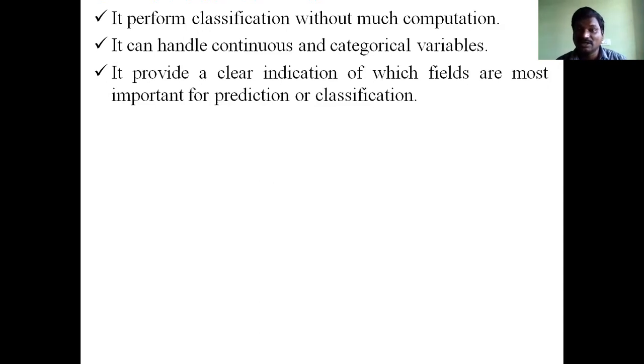Now we come to the categorical variables. How can you represent categorical variables for the same age? Youth, middle age, old age. That means the categorical label has a finite number of values. The values for the attribute here are finite. You can know the finite number of values. That's called a categorical label here. It provides a clear indication of which fields are the most important for prediction or classification.